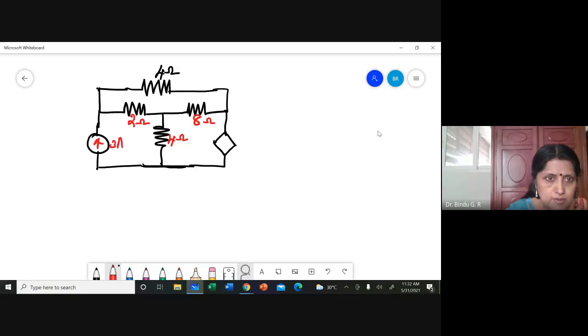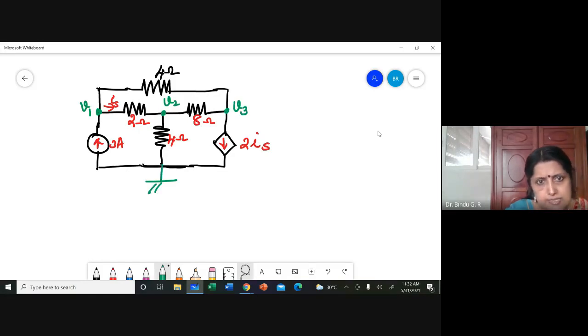This is 3 ampere. This is 2 IS, where IS is this. You can find out the node voltage. Here you can see there are 3 nodes, V1, V2, V3, and this we'll take as a reference node. If possible, try, and we'll anyway do it in the next class also. Okay. So that is all for today.